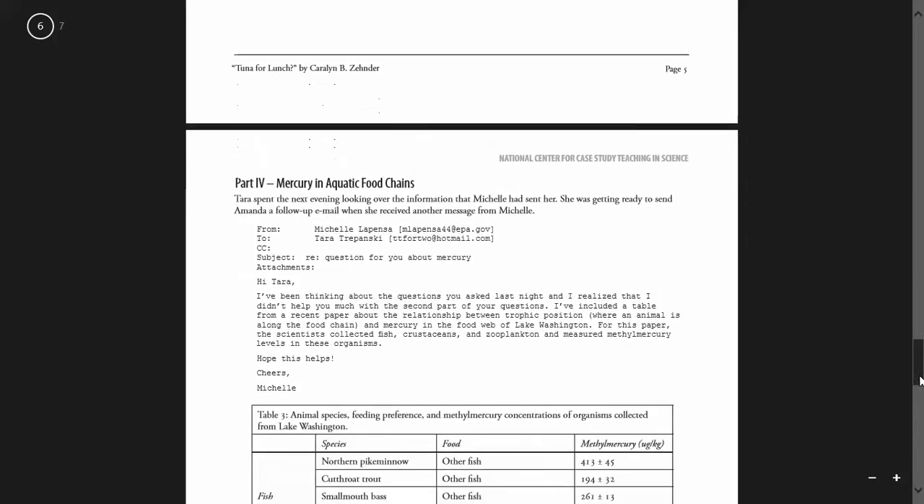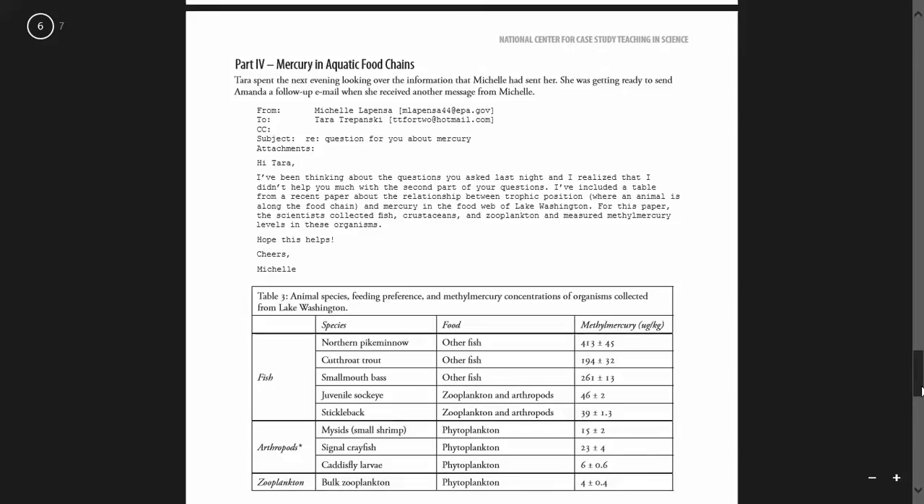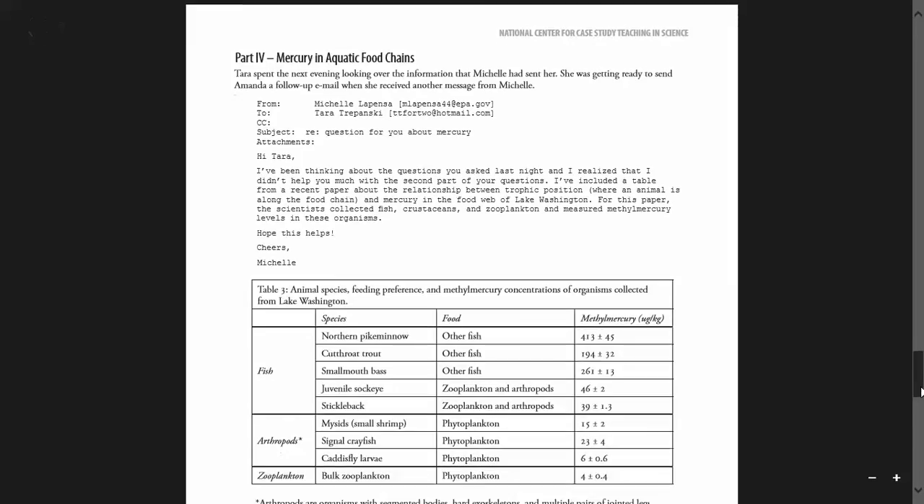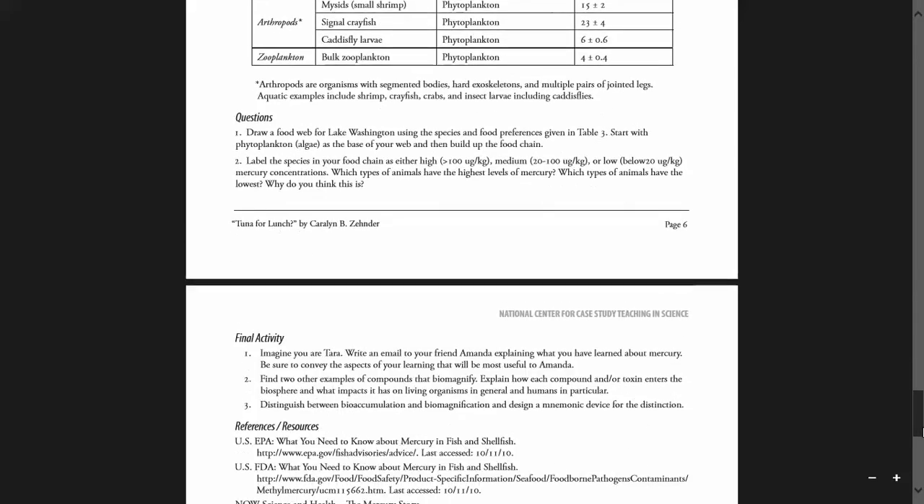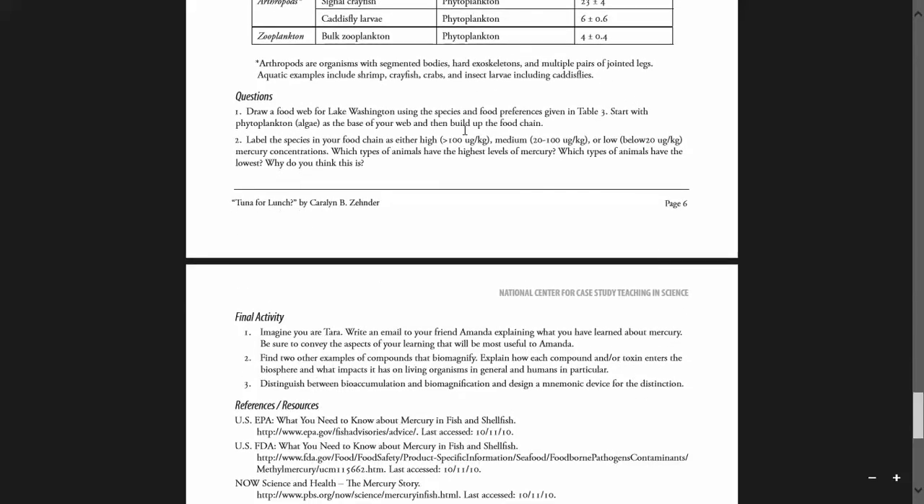And then as we get into page 6 and page 7, it goes further into the methylmercury concentrations in these fish based on the results of that study. And then finally, you have questions at the bottom of page 6 that I'd like you to answer. And I would like you to do part 2 on the final activity. Find 2 other examples of compounds that biomagnify. Explain how each compound and/or toxin enters the biosphere and what impacts it has on living organisms in general and humans in particular. So I'd like you to go ahead and begin working on that.